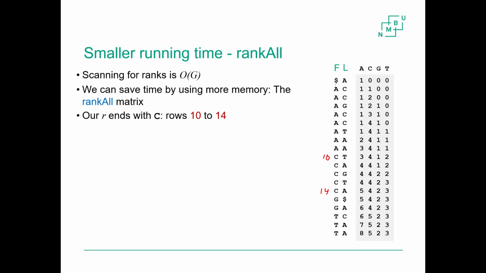So you don't really need to store this F column. Can you see that? You only need to store how many times I see a dollar, which is always once, how many times I see an A, and how many times I see C's, G's, and T's in our reference. Four integers. That's all you need. Okay, so since the last symbol in our read was a C, we are now focusing on these rows here, row 10 and row 14.